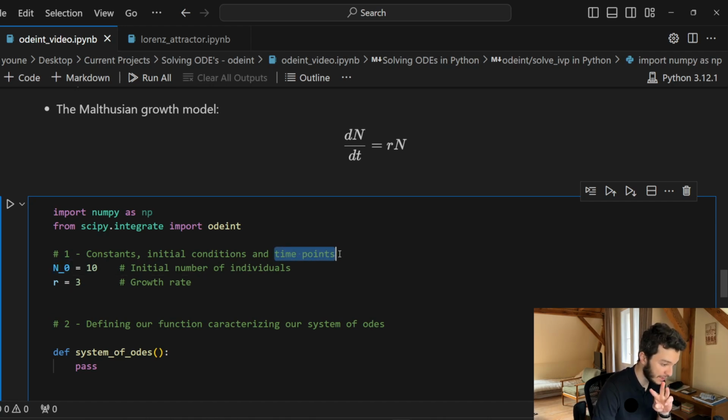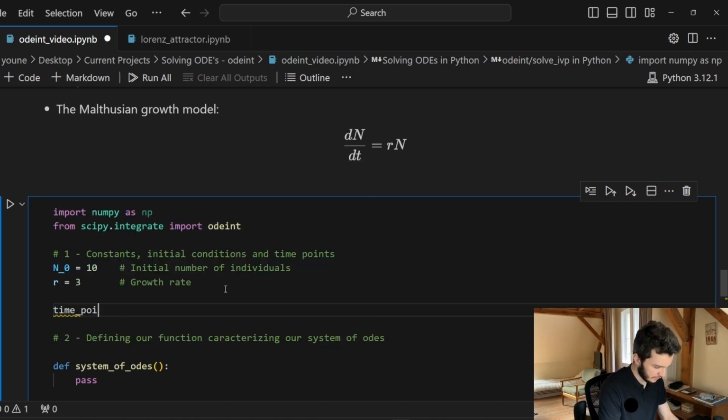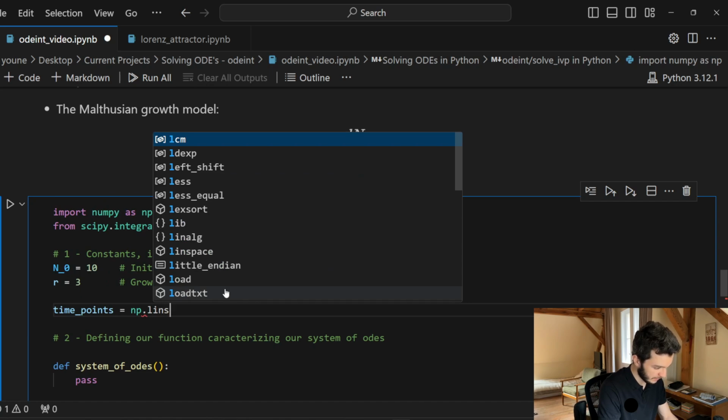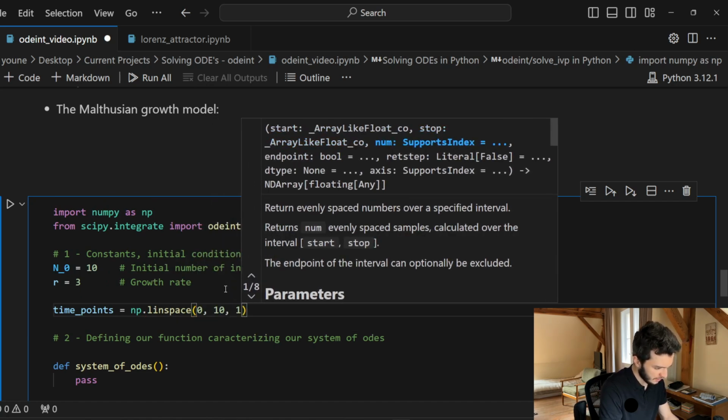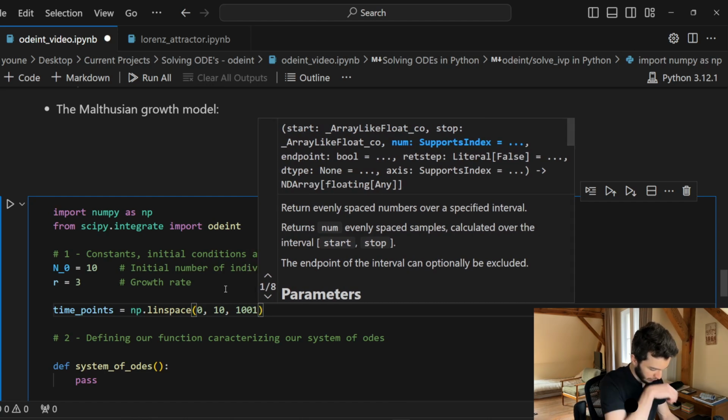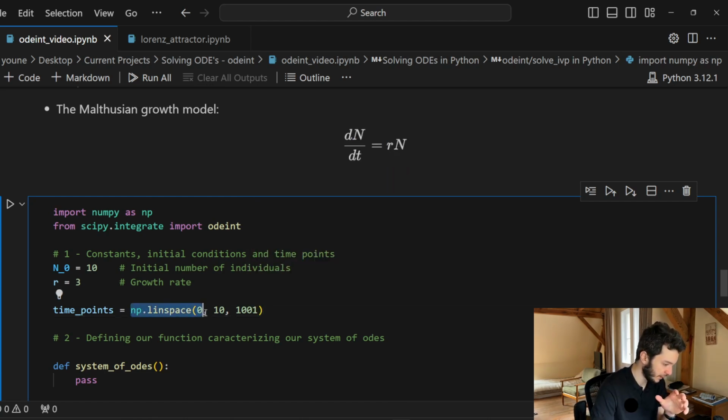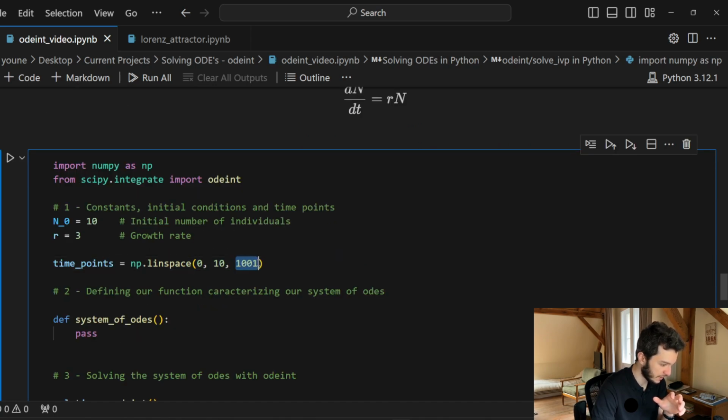And the third thing is the time points. It is the interval in which we want to study the problem. Let's say that time points is equal to np.linspace from 0 to 10 seconds, let's say, across 1001 points. This means that we will generate an array starting from 0 all the way up to 10 and then across 1001 points. Alright, so this was the first step.